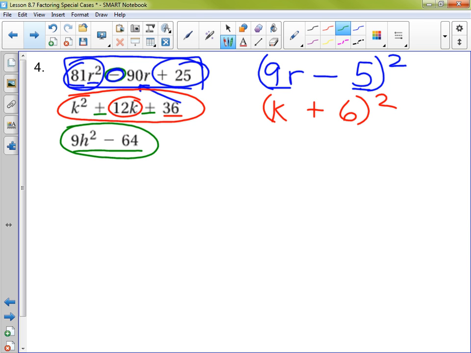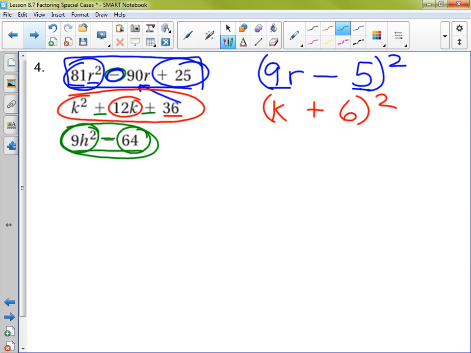The last one. If there is no middle term, no h term or no x term, just an h squared and a number, then that's a good indication that it might be a special case. And if it's subtraction, that's another indication it might be a special case. To check whether it is, if the first term is a perfect square and if the second term is a perfect square, then you know it's going to be a special case.